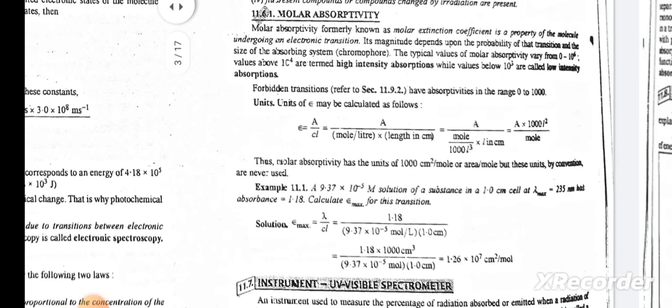Laws of absorption. The absorption of radiant energy by molecules is governed by the following two laws: Beer's law and Lambert's law. Beer's law states that the amount of light absorbed is proportional to the concentration of the absorbing solute or to the number of the absorbing molecules present in a medium, and that each molecule absorbs the same fraction of incident light regardless of the concentration.